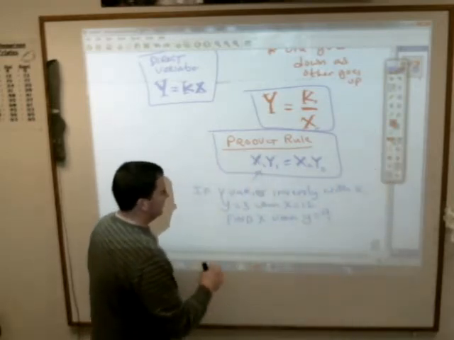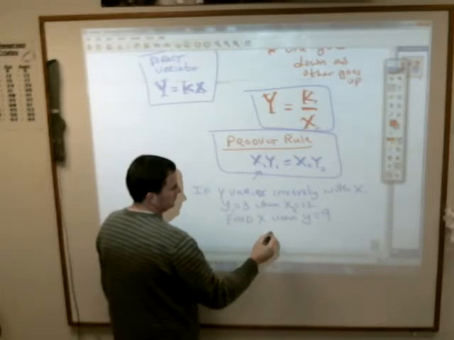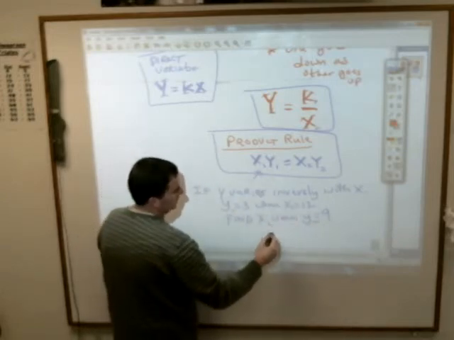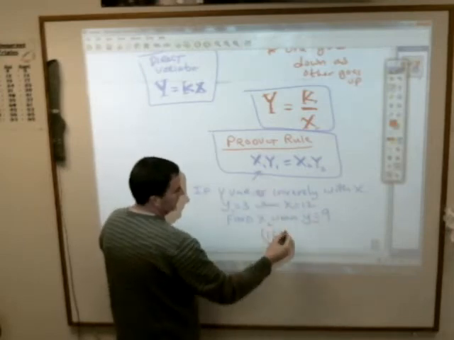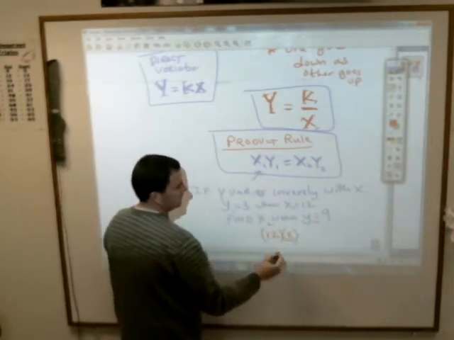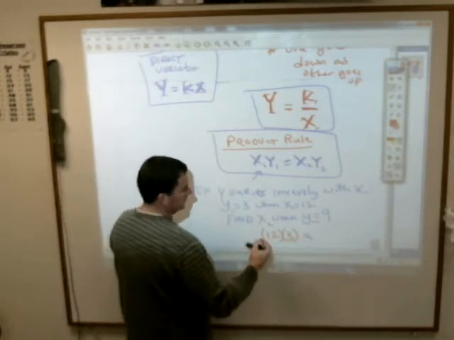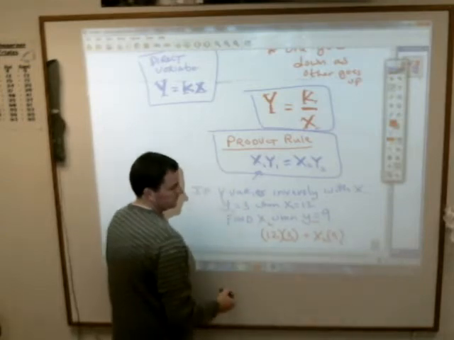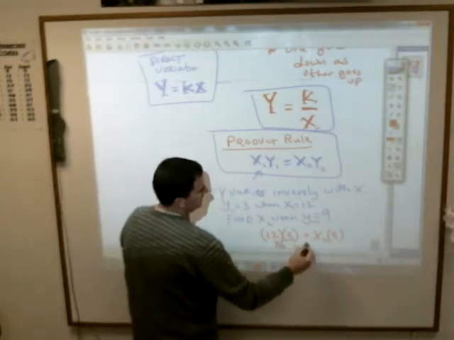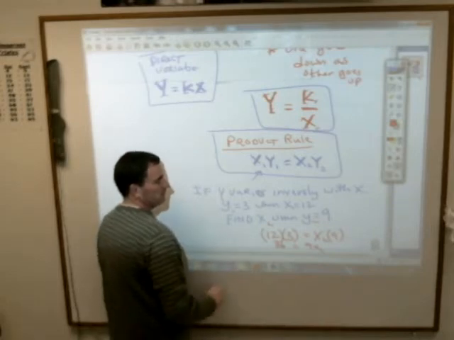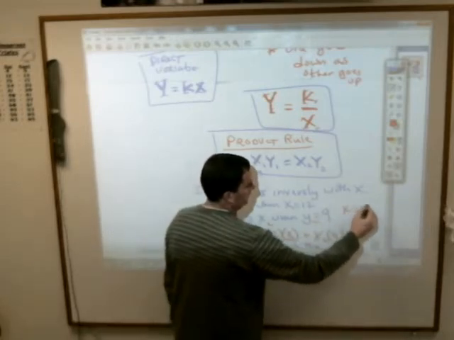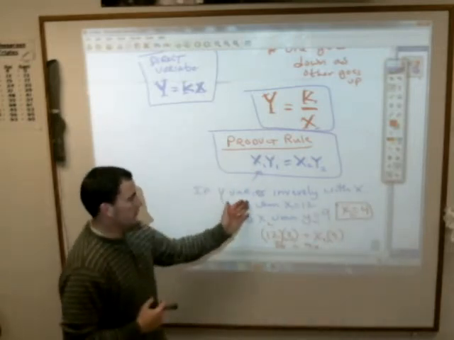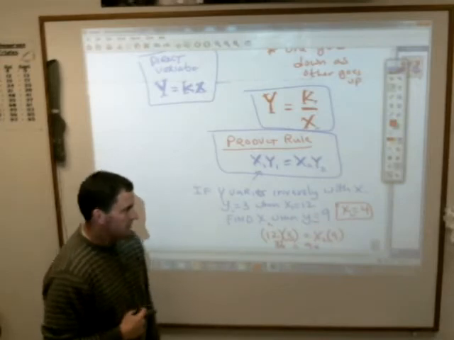And it's pretty simple. You just pick these to be the sub 1s, pick these to be the sub 2s, and just put them in the little formula. x sub 1 was 12. 12 times y sub 1, 3, is 36. And that equals x sub 2, which we don't know, times 9. So you have 36 equals 9x. What does x equal? x sub 2 equals 4, which makes sense. Because y went up, x goes down proportionally.